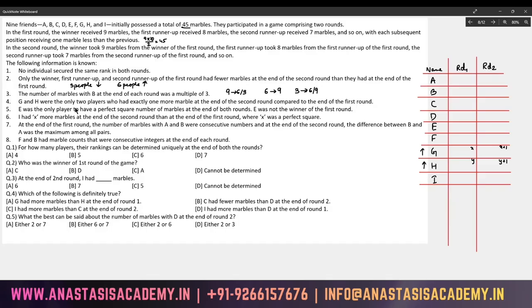Okay. E was the only player to have a perfect square number of marbles at the end of both the rounds. E was not the winner of the first round.